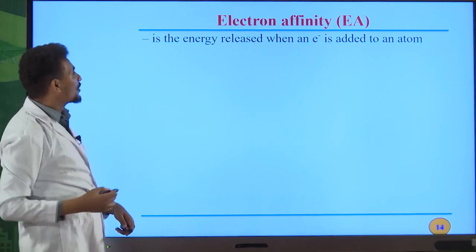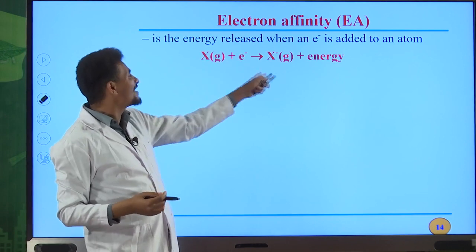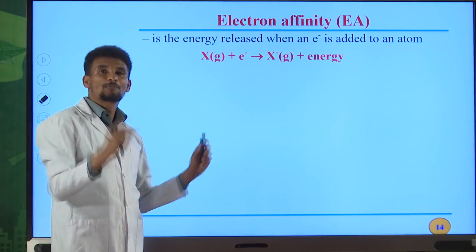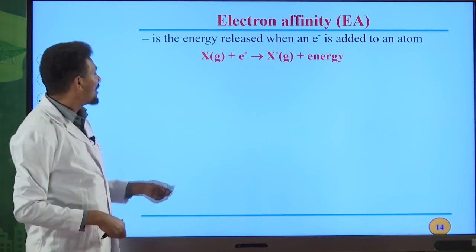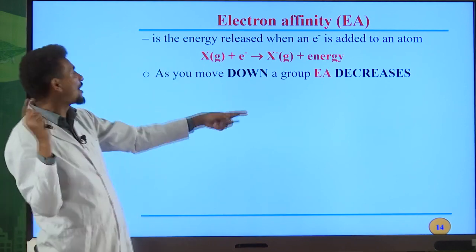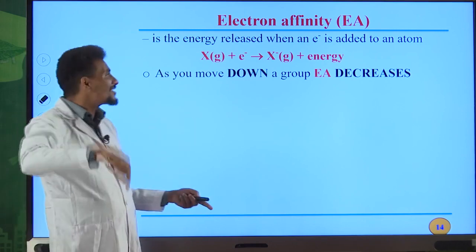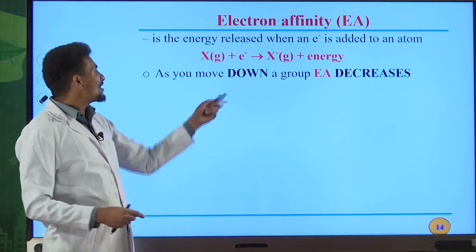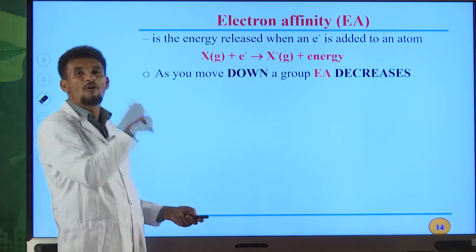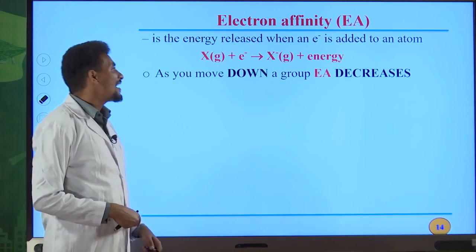Okay, so I told you about this one. This is really very simple. X in the gaseous form, when an electron is added, energy is released. So this is electron affinity. The process is opposite to that of ionization energy. I already told you about ionization energy. As you move down a group, electron affinity decreases. This is directly proportional to that of ionization energy. And as we move from left to right across the period, electron affinity increases.